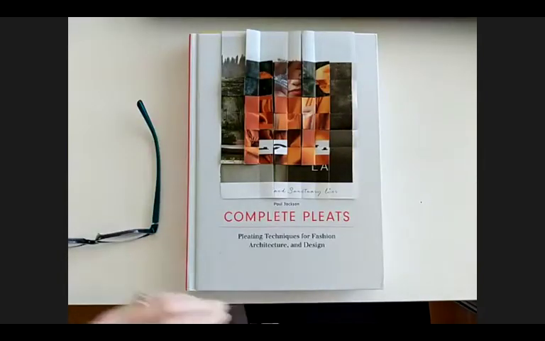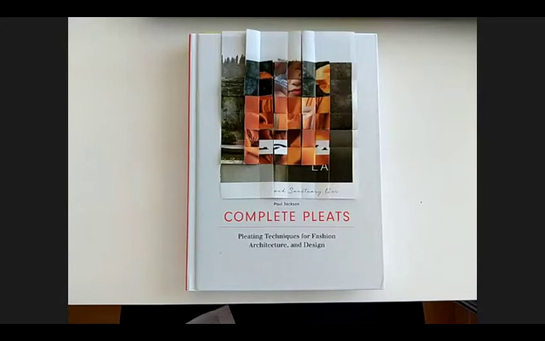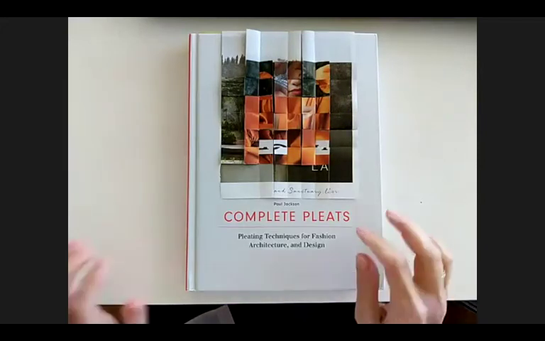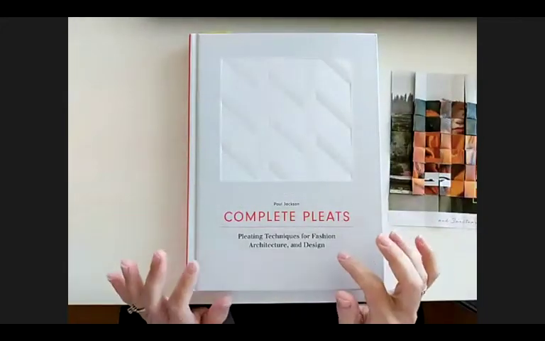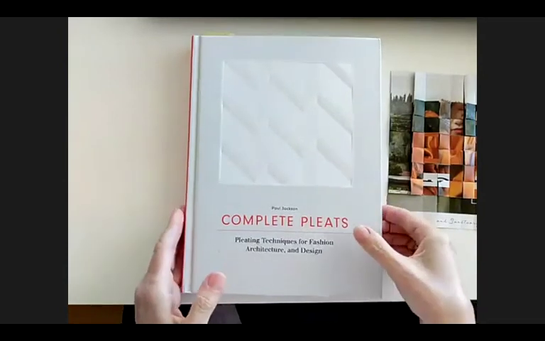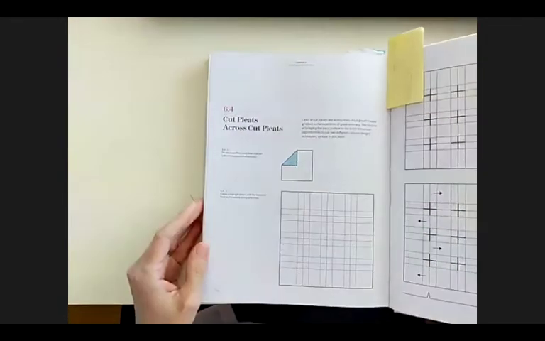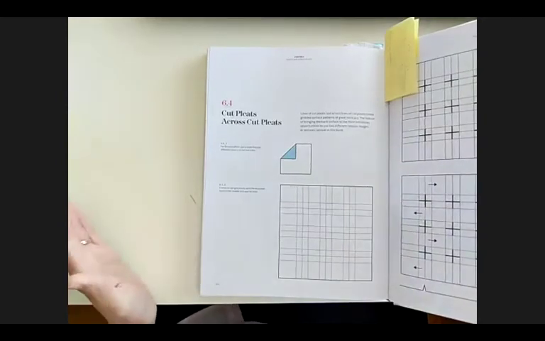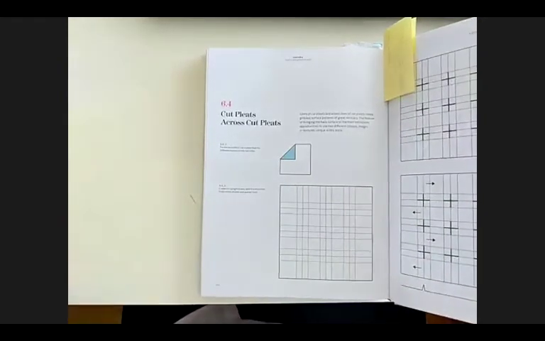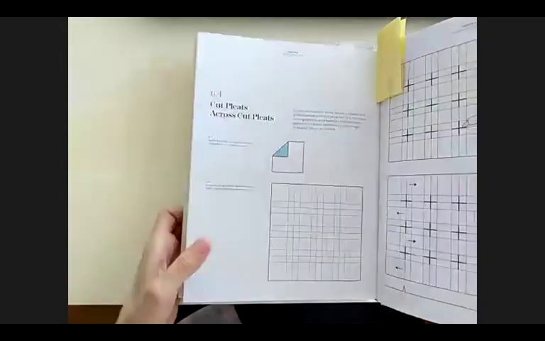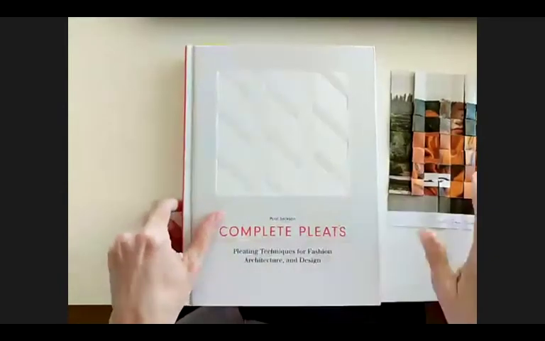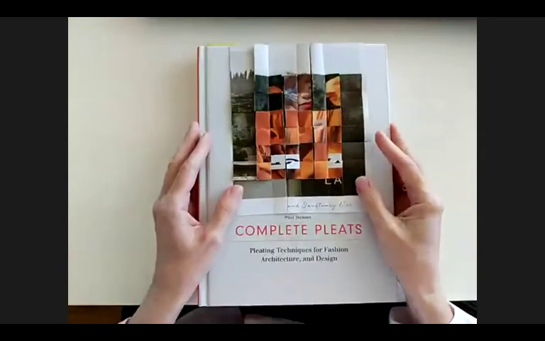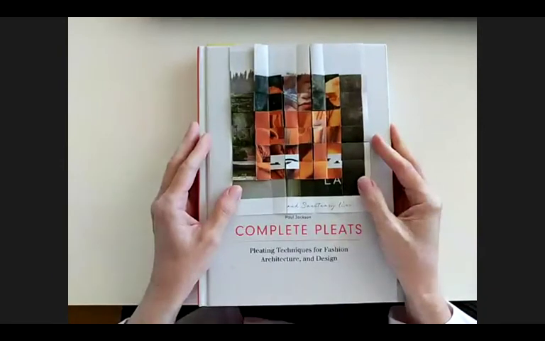The first thing I want to say is that the technique I'm going to be showing you is from this book, Paul Jackson's Complete Pleats. He calls it a cut pleat across pleats. So this is like a step up from just a normal cut pleat. We're going to be crossing pleats and then cutting them. And what you get as a result is something like this if you use contrasting paper.